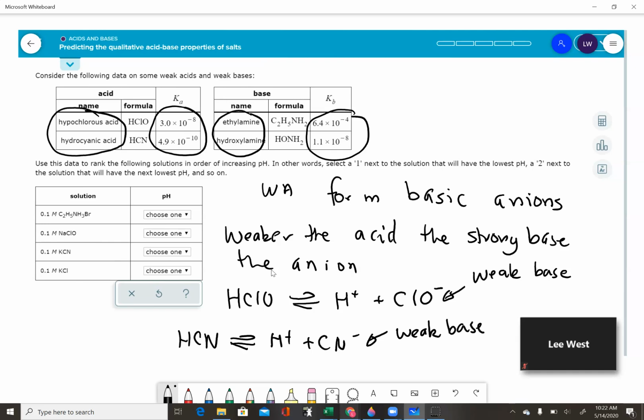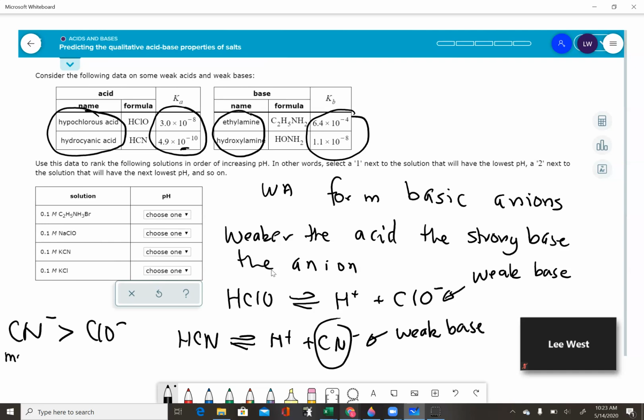Now, which one is going to be the strongest base of these two? They're both going to be weak, but one is going to be more basic than the other. And the rule that we have is that the weaker the acid, the stronger base the anion is. So the weakest acid of these two is the one that has the smallest Ka. So what that's saying is that CN minus is more basic than ClO minus, because HCN is the weaker of those two acids.